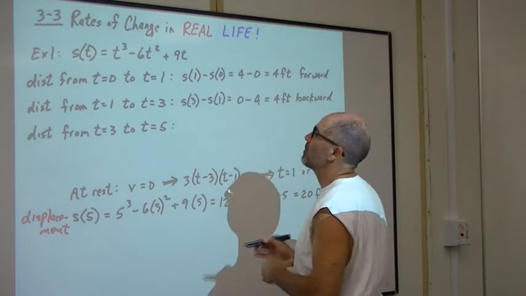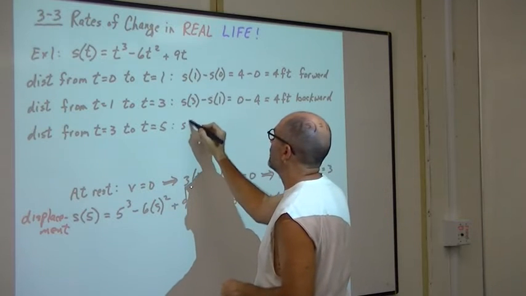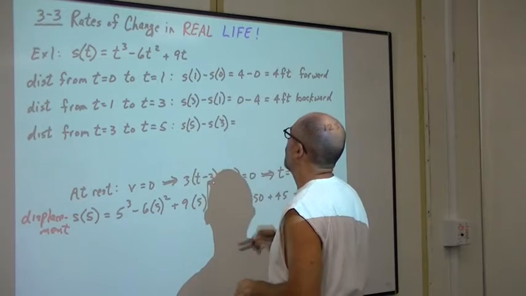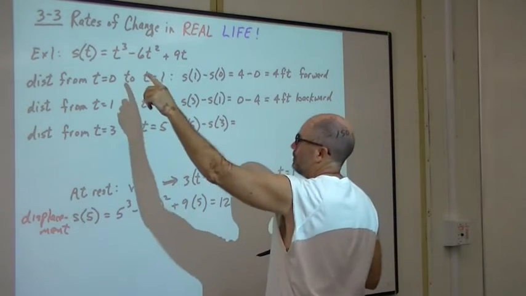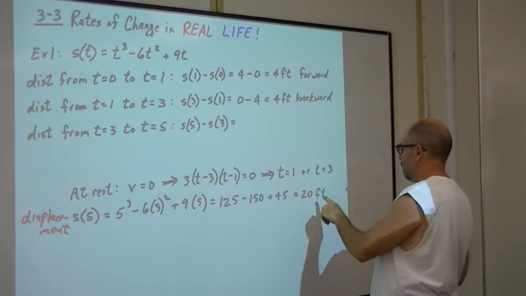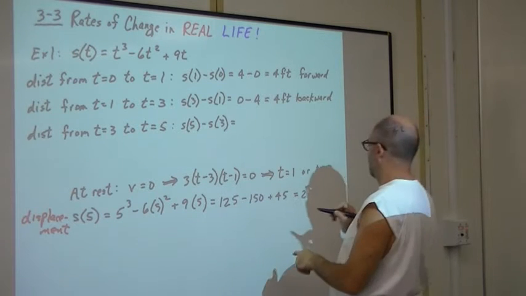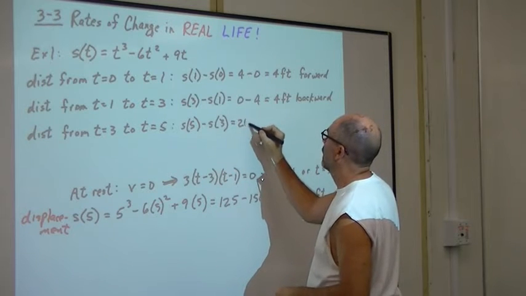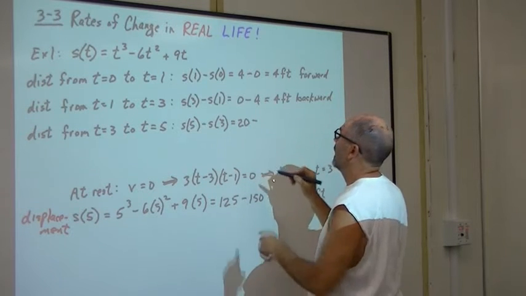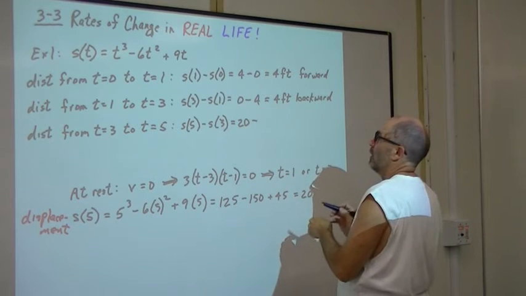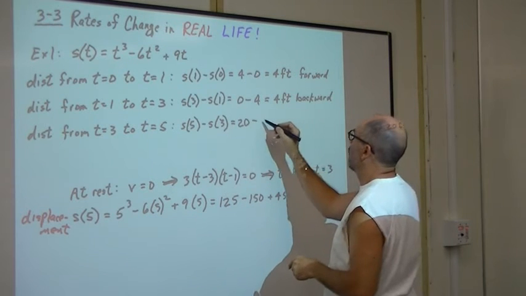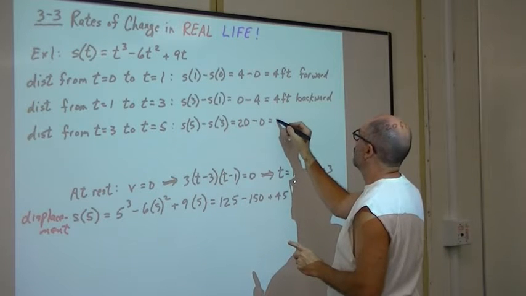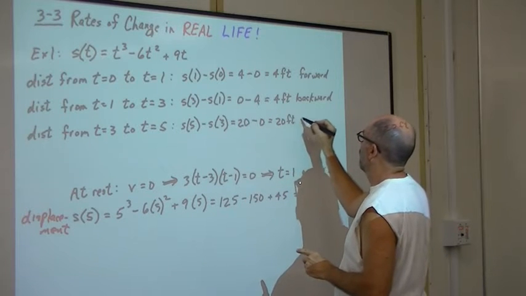Okay, now distance from 3 to 5 is going to be s of 5 minus s of 3, which is going to be 20 feet. That's s of 5, we already figured that out, minus s of 3, which is 0. And so that's going to be 20 feet forward.